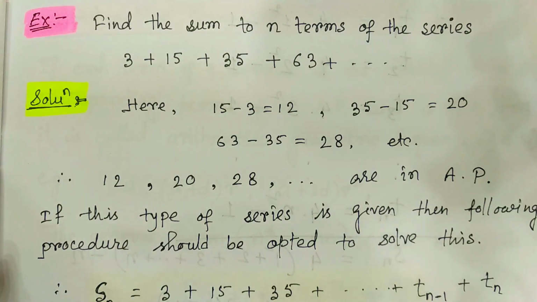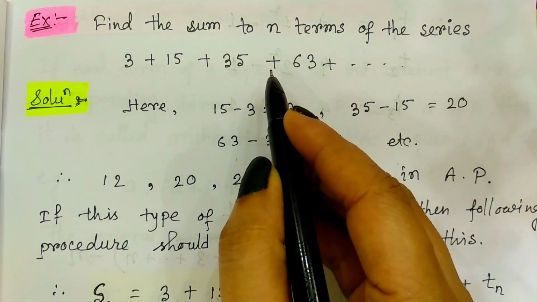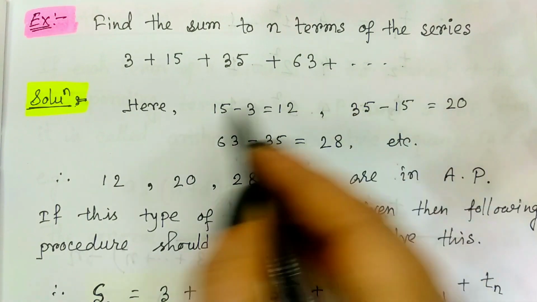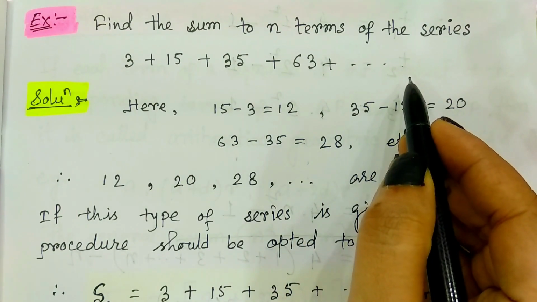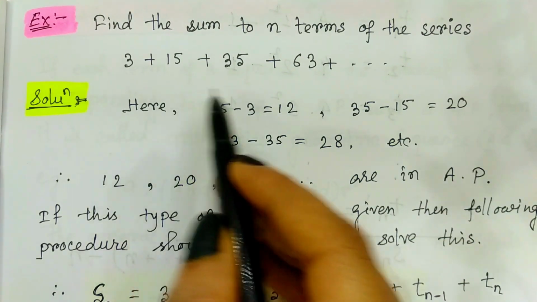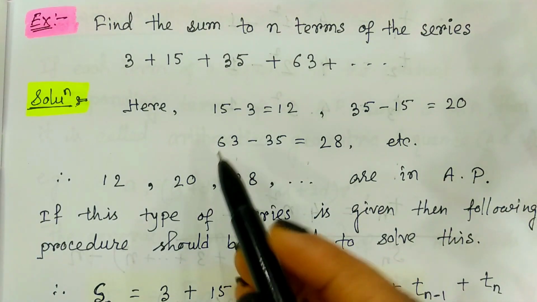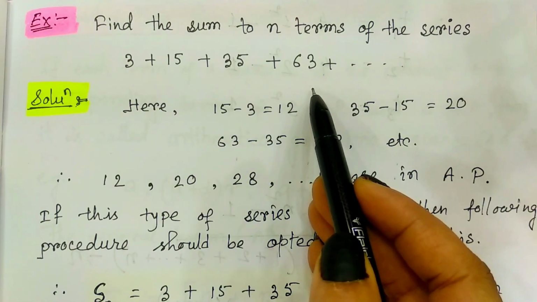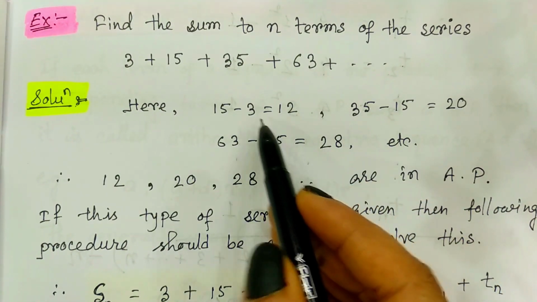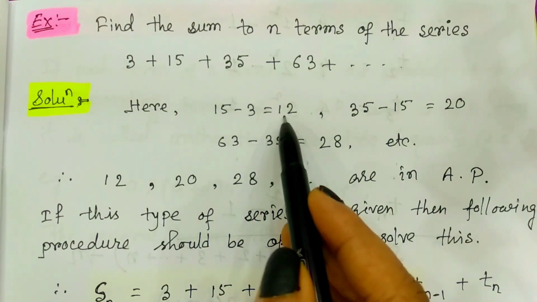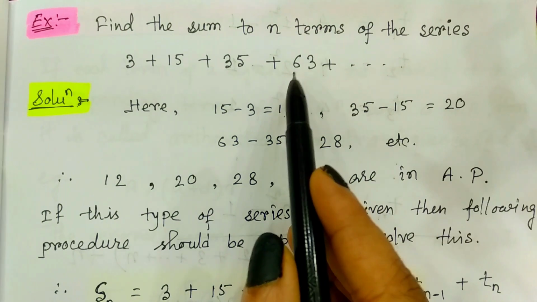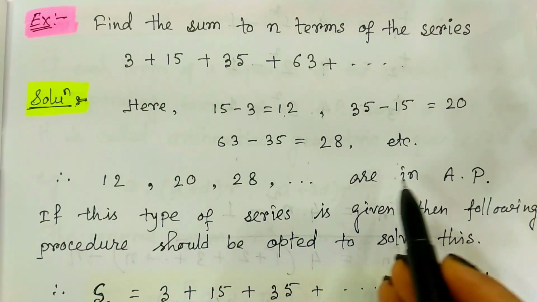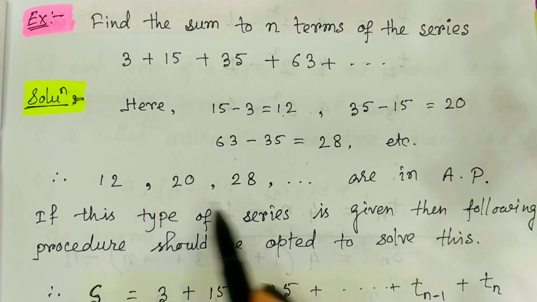For the example, the question is given: find the sum to n terms of the series 3 plus 15 plus 35 plus 63, in this way. So just have a look. This one is neither AP nor GP nor HP. And here if we find the common difference between two consecutive terms, the difference between 3 and 15 is 12. The difference between 35 and 15 is 20. The difference between 63 and 35 is 28, etc. So this 12, 20, 28, these are in AP.